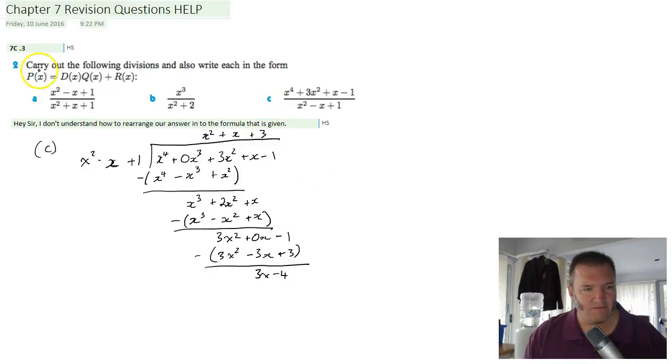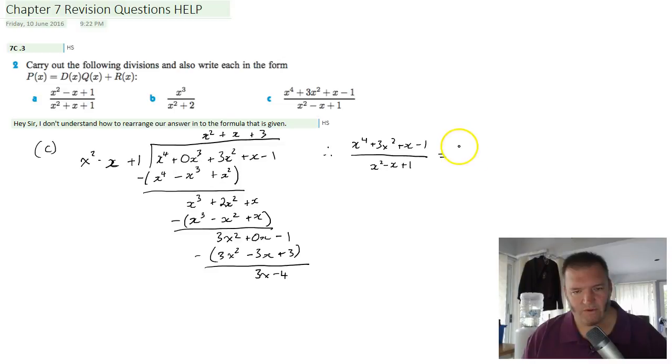So they ask us to write it in this form, p of x equals. So how do I do that? Well, p of x was x to the 4 plus 3x squared plus x minus 1 divided by x squared take x plus 1 is equal to x squared plus x plus 3 multiplied by x squared take x plus 1. And then this is my remainder plus 3x take 4.